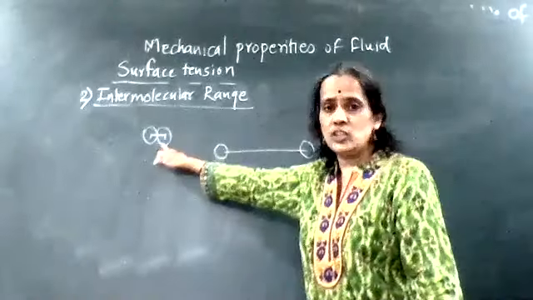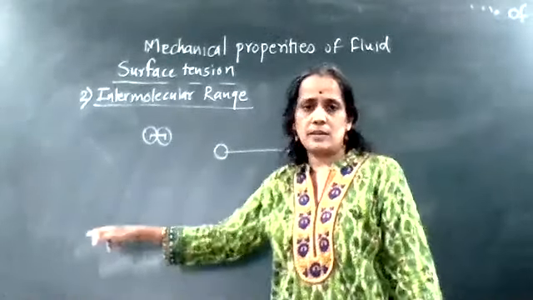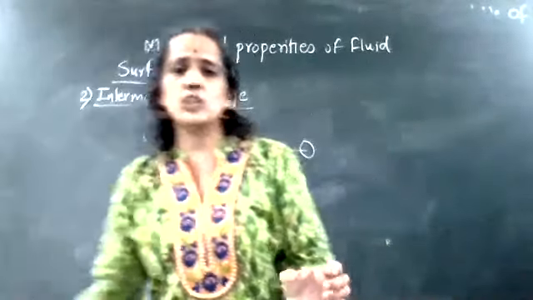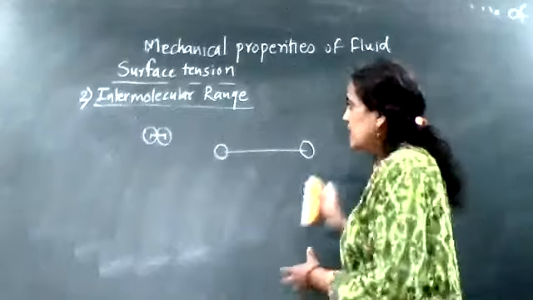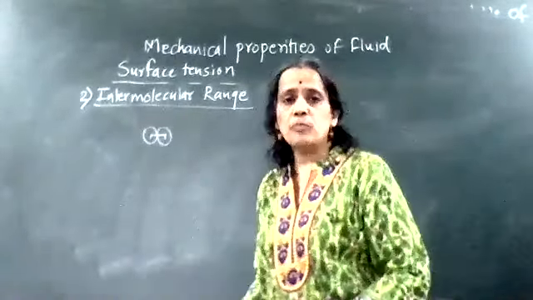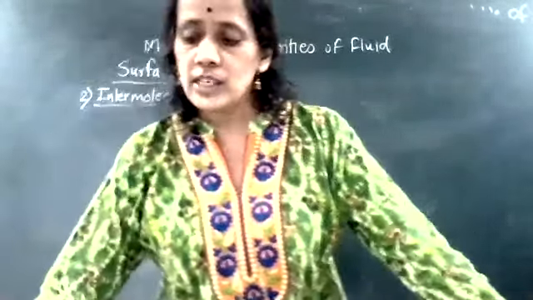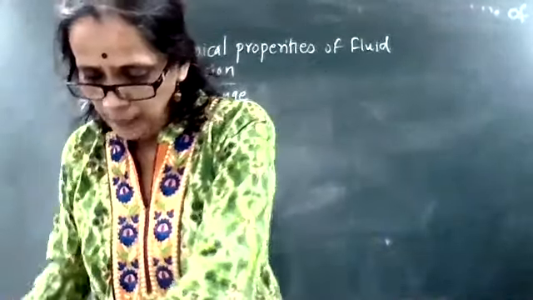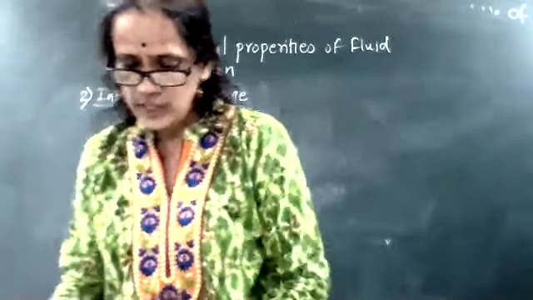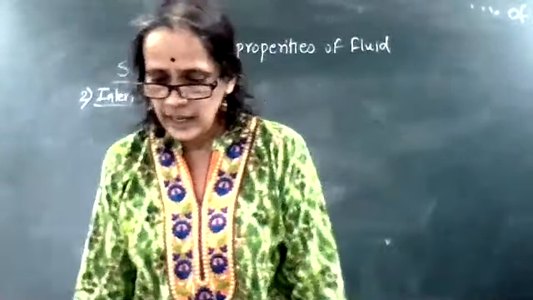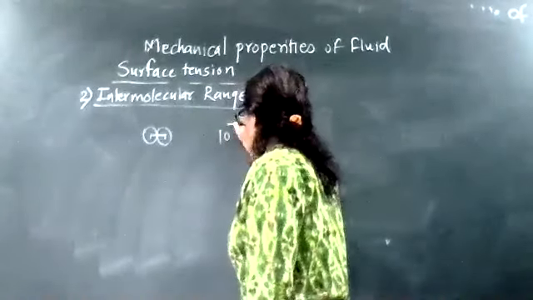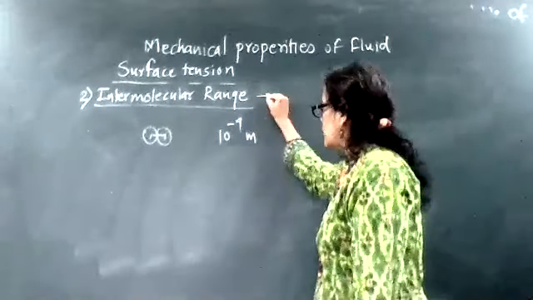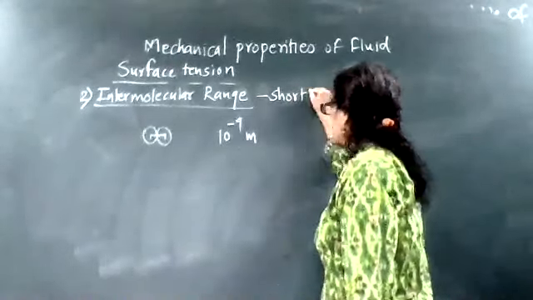So what is intermolecular range? It is the minimum distance between the two molecules so that your force of attraction will remain effective. That is to be called your intermolecular range. And this intermolecular range is effective up to a certain distance. The intermolecular forces are effective in solid and liquid up to 10 raised to minus 10 meter. And therefore, these intermolecular forces are to be called short range forces.